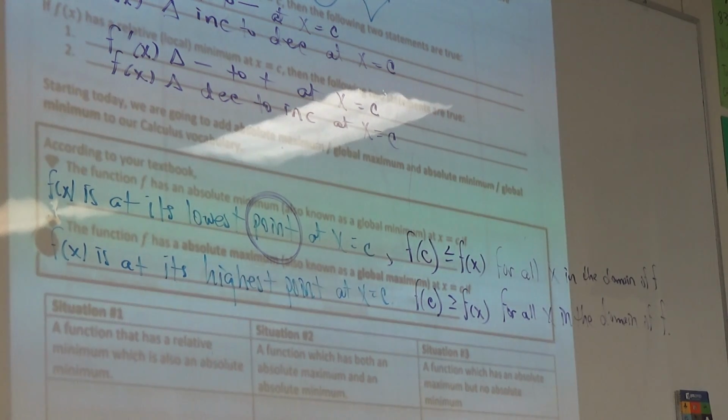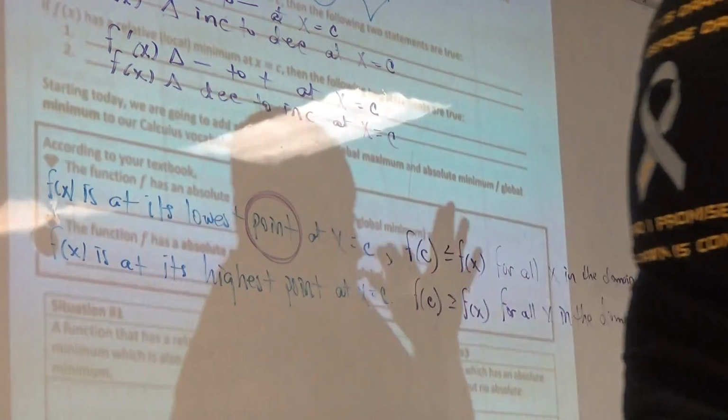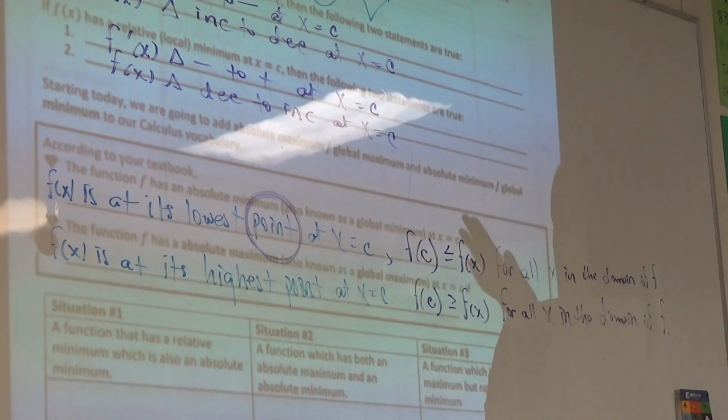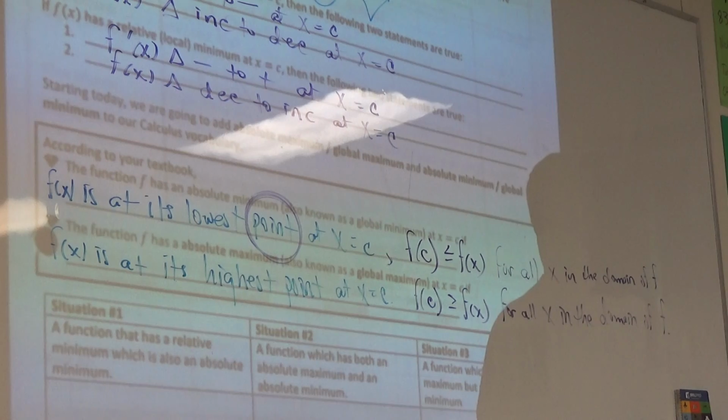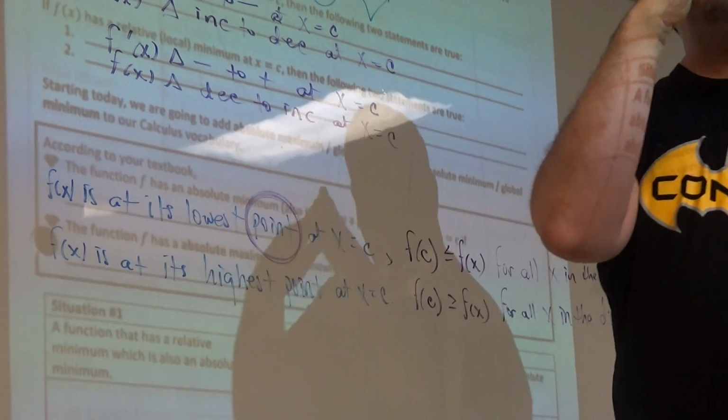I see a lot of people looking at absolute min. The graph of the absolute value of x would be a horrible example of a function that has a relative max and an absolute max at the same time. But a good example would be the negative of the absolute value of x. Does this count as a relative max? Yes, because I'm changing from increasing to decreasing. Does this count as absolute max? Yes, good.